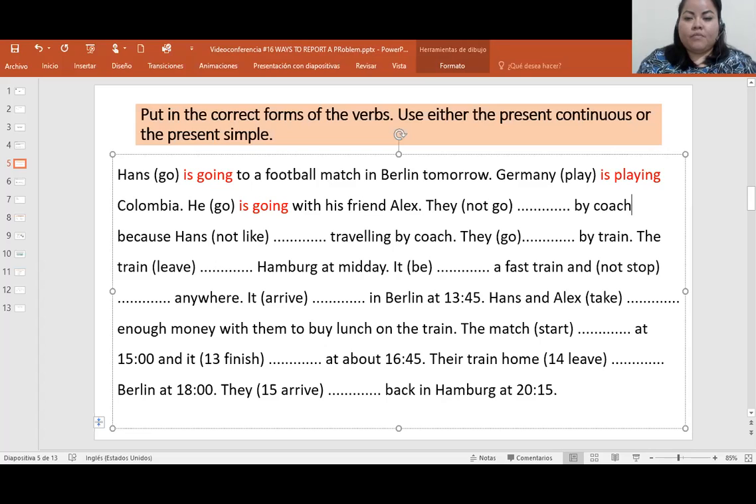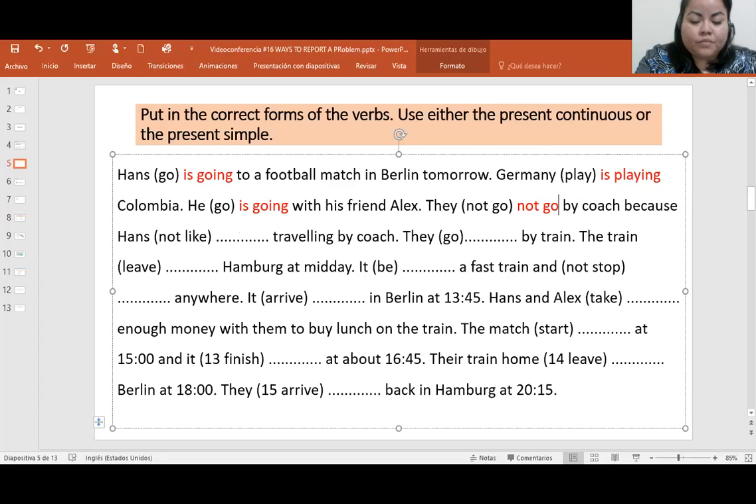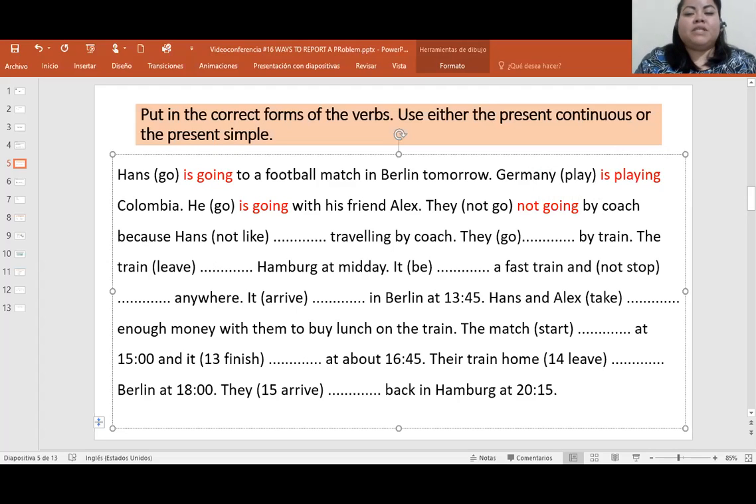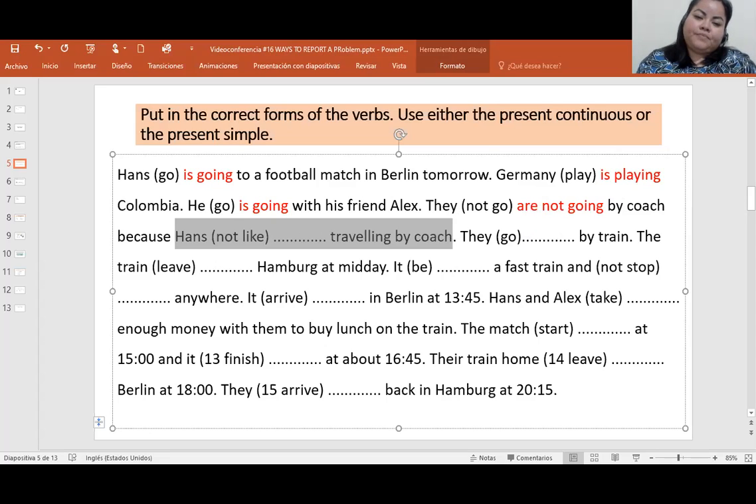They not going. Okay, Concepcion. If we say that they not, what is missing there, Concepcion? Algo falta. It is present progressive, but something is missing. They are not going. They are not going by coach. Because, what do I have to write here, Angie? Because Hans, no.